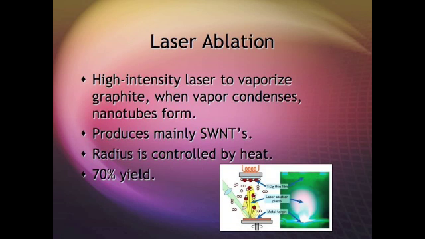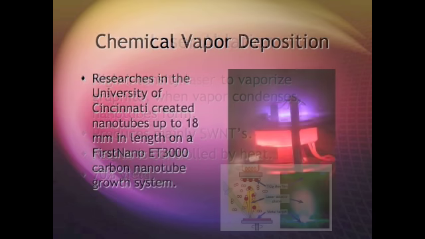Laser ablation is one of the most expensive ways to produce carbon nanotubes. In this method, a high-intensity laser vaporizes graphite. When the vapor condenses, nanotubes form. This produces mainly single-wall nanotubes. The radius of these nanotubes is controlled by the heat. The yield is about 70%, making it more practical.